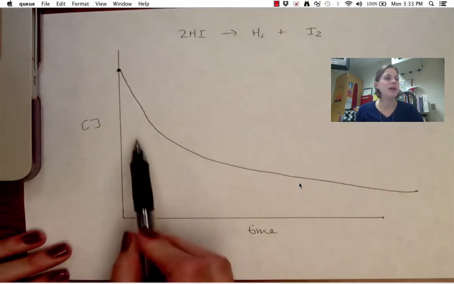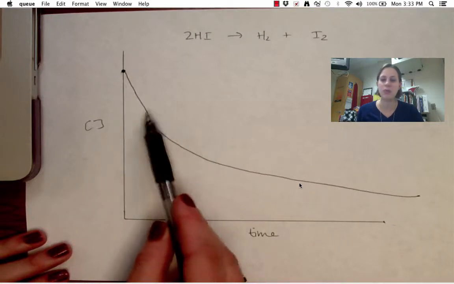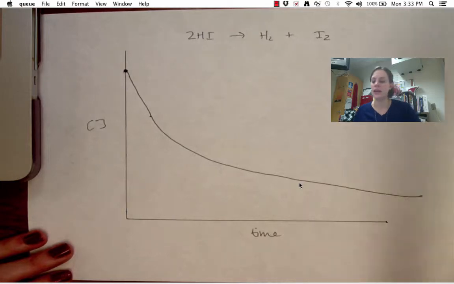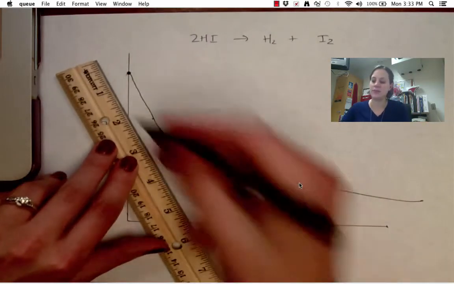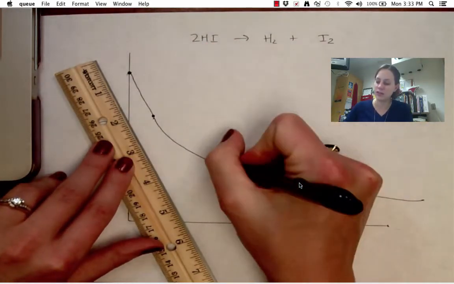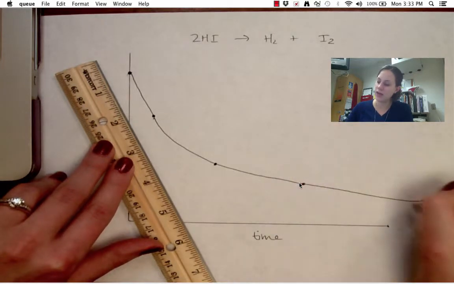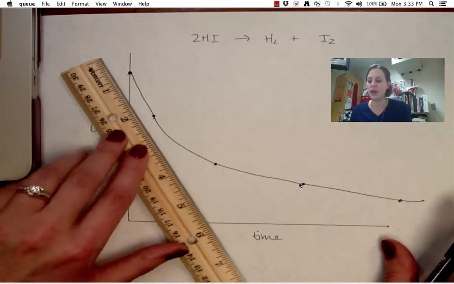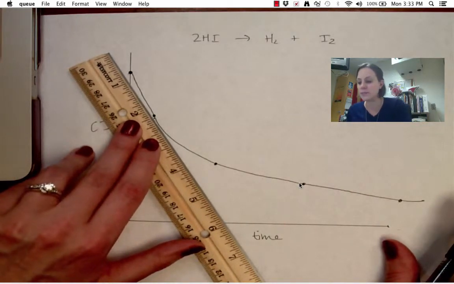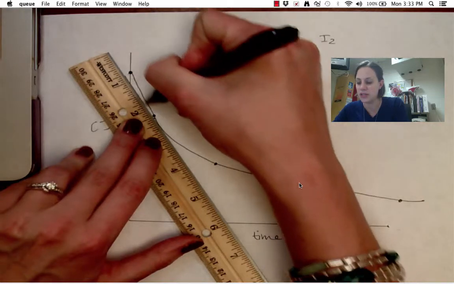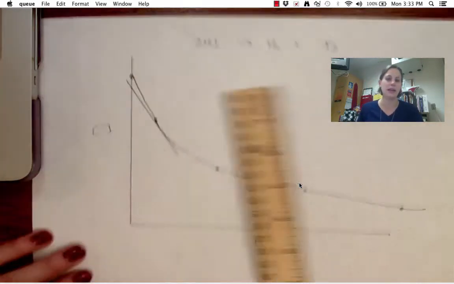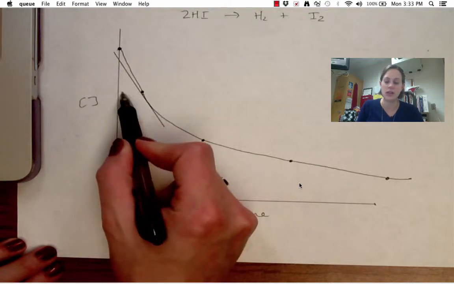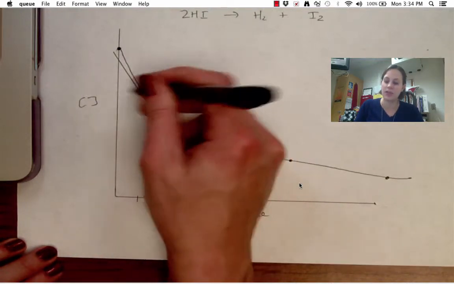So how can I calculate the instantaneous rate at any point along this line? Well, if you remember from math class, I can draw a tangent line to the curve. So if I pick a few points on my graph that I'm interested in, I can draw a tangent line to help me figure out the rate at any given point. So I'll start with this first one. We can just draw a tangent line on that like that. And this would help me note the concentration and the time at that particular point.